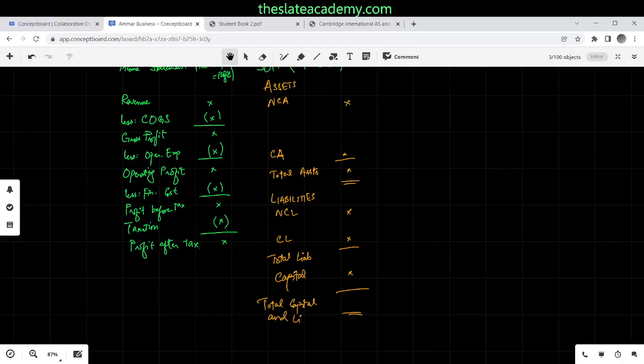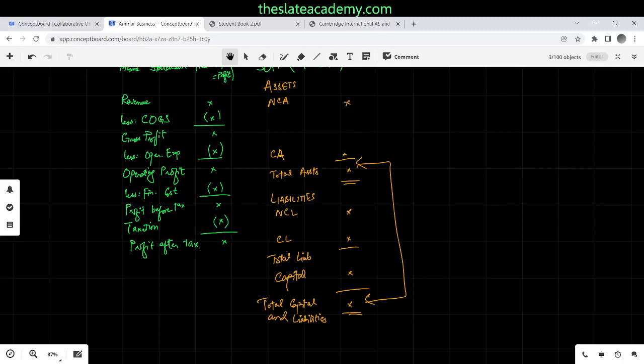You just need to know that it is drawn on the principle of the accounting equation. So these two amounts should tally. Assets are equal to the sum of capital and liabilities, or if I deduct total liabilities from assets, that would be equal to the amount of capital.